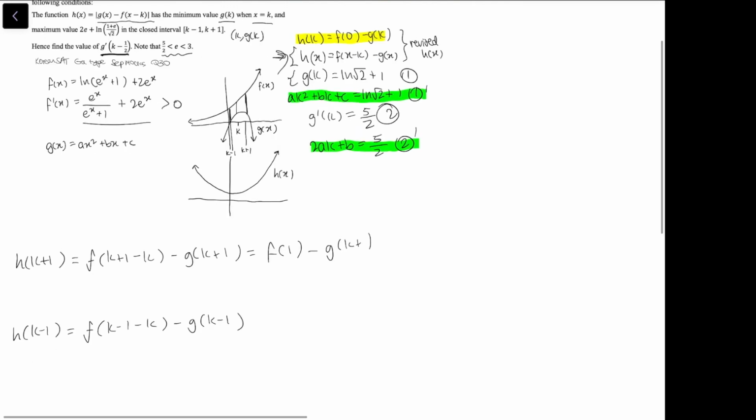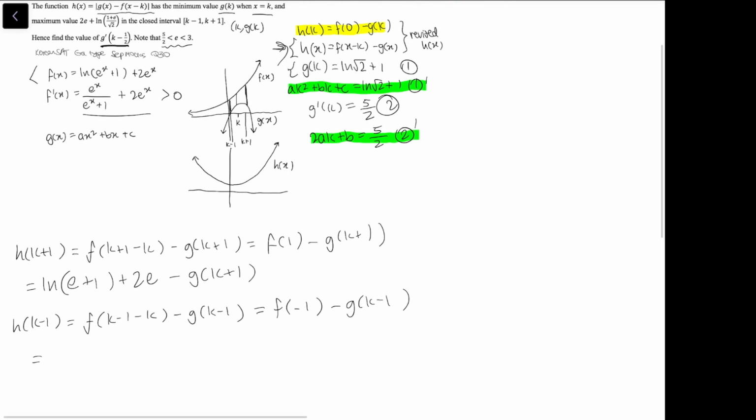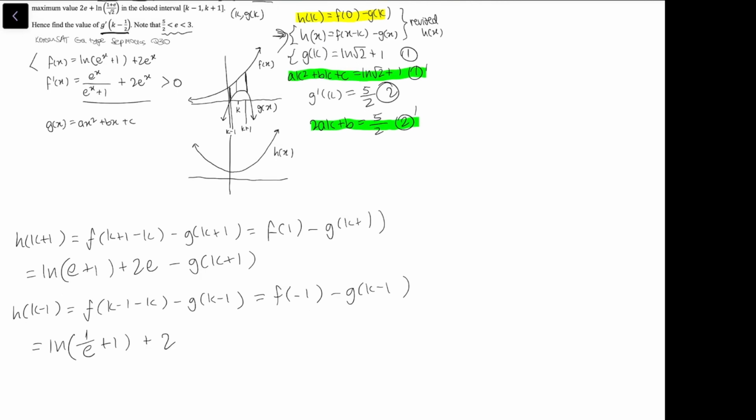Let's keep continuing with this equation. Since f of x is defined, we can just plug 1 into our f of x here. So here we will get ln of e to the 1 plus 1, plus 2 e to the 1, minus g of k plus 1. And down here we have f of negative 1 minus g of k minus 1. Again, we just plug negative 1 into f of x and get ln of e to the negative 1, which is 1 over e, plus 1, plus 2 e to the negative 1, again so 2 over e.